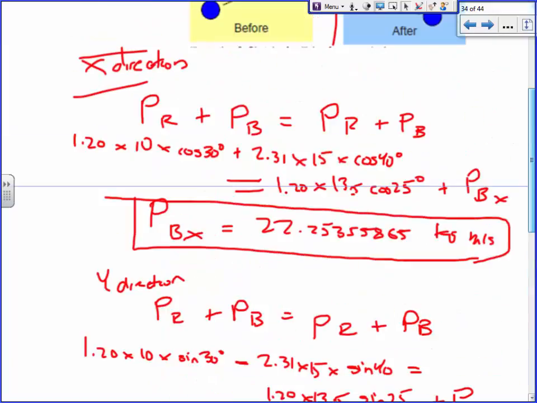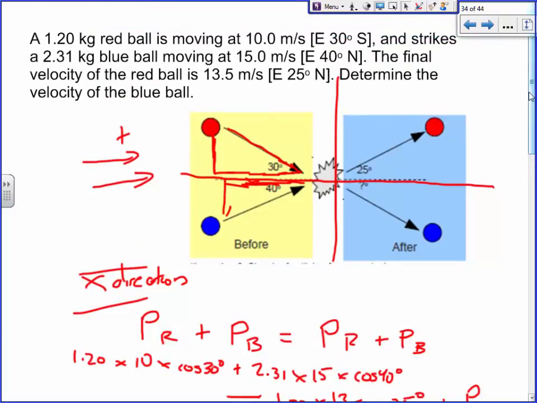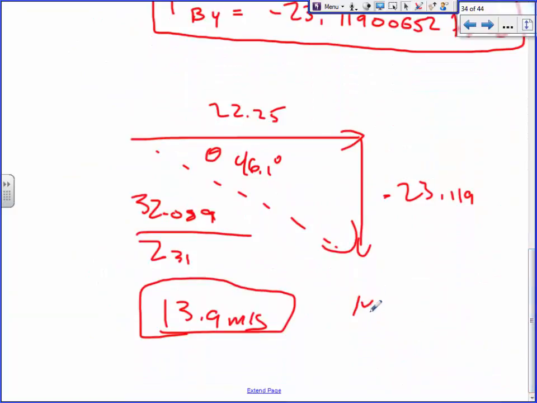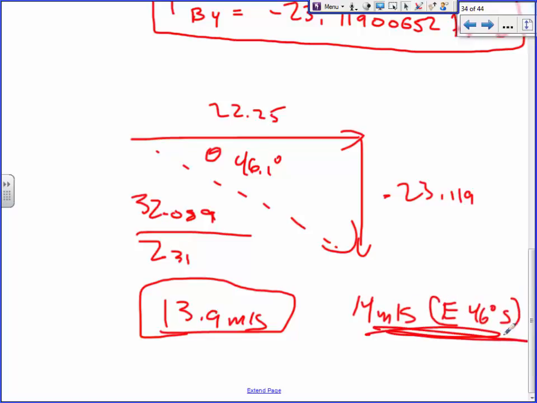I guess we should go back up to the original question. Yeah, good call. Based on this angle right here, that angle of 30 degrees only gives us 2 sig digs. So I guess I gotta change this. This is gonna make it 14 meters per second at, let's see, it's gonna be east, 46 degrees south. That should be our final answer. That makes sense?